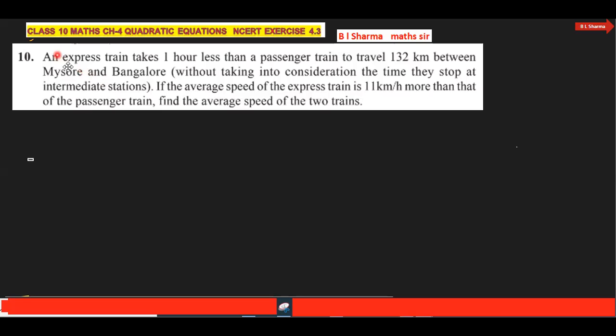Question number 10. An express train takes 1 hour less than a passenger train to travel 132 kilometers between Mysore and Bangalore, without taking into consideration the time they stop at intermediate stations. If the average speed of the express train is 11 kilometers per hour more than the passenger train, find the average speed of the two trains. So let... You also do with me.